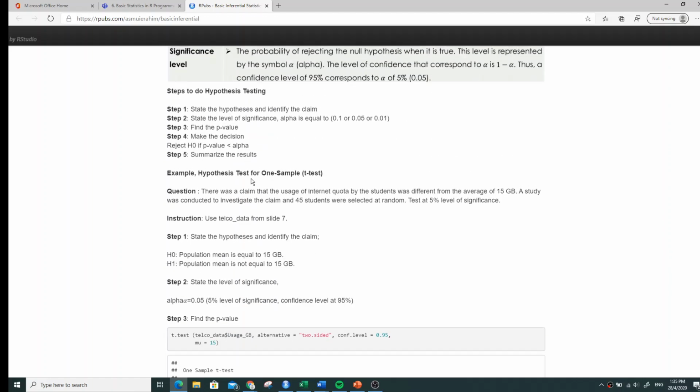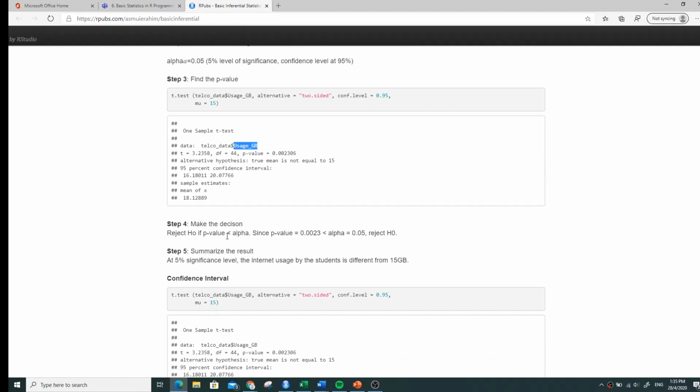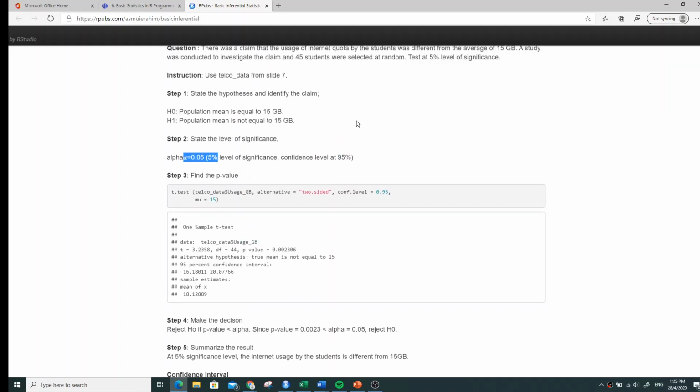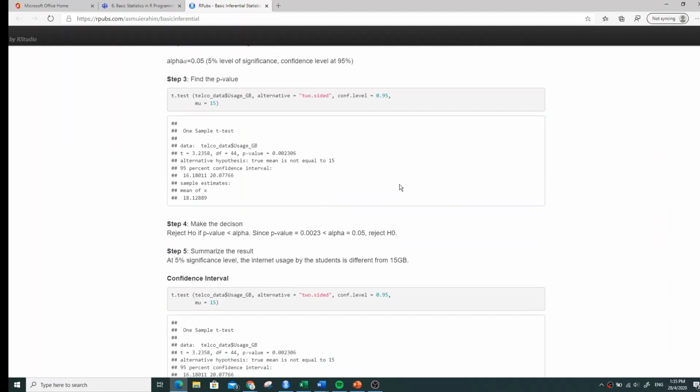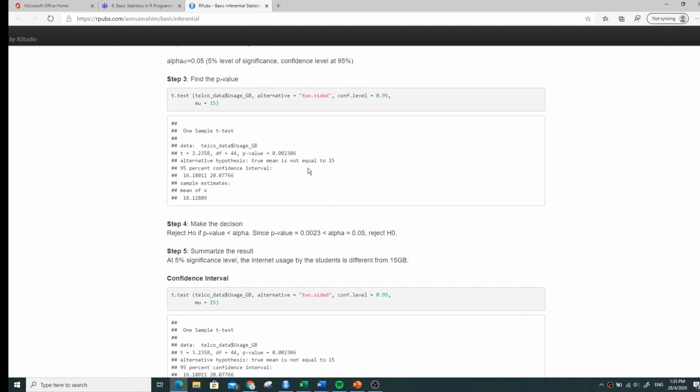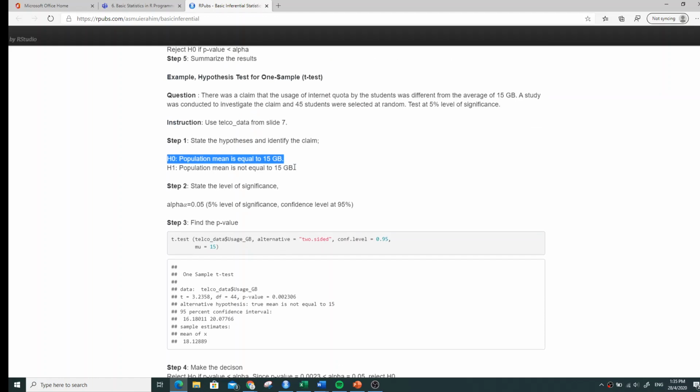And then make the decision. We reject H null if the p-value is less than alpha. Alpha here you have to specify first, since the question asks for 5% level of significance. So if the p-value is less than 0.05, we reject the null hypothesis. Reject means that we have enough evidence to say that the null hypothesis is false. So we can conclude that at 5% significance level, the internet usage by the students is different from 15 GB.